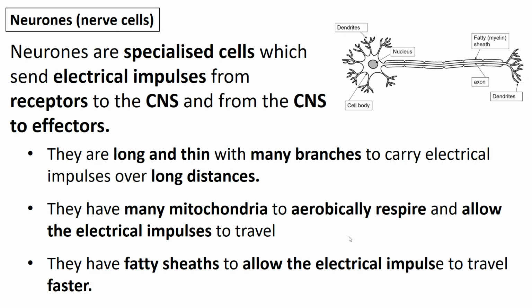And they actually have a fatty myelin sheath, which goes all the way around the central part of the cell. And the central part is called the axon. And that's where the electrical impulse travels. So it actually insulates the electrical impulse, and it allows the electrical impulse to travel faster through the neuron.